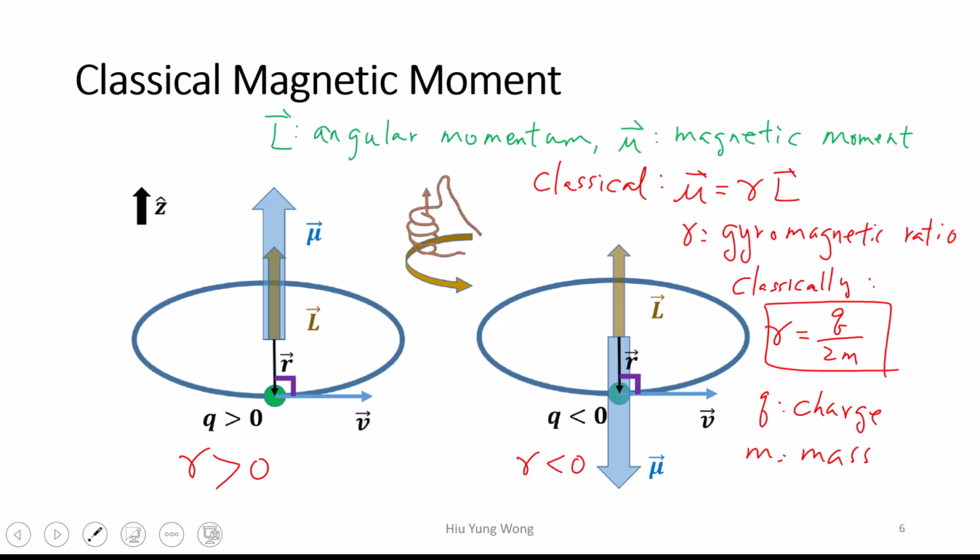Any questions about this? And it also makes sense if you look at this, gamma is proportional to Q. If Q is positive, then I have positive gamma, right? If Q is negative, then I have negative gamma. So this is something very important for us to understand the spin and magnetic interaction. Any questions?